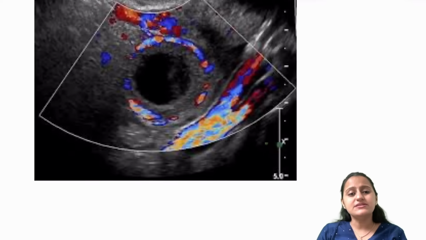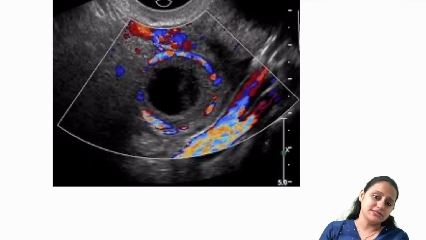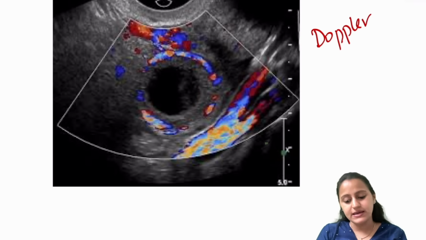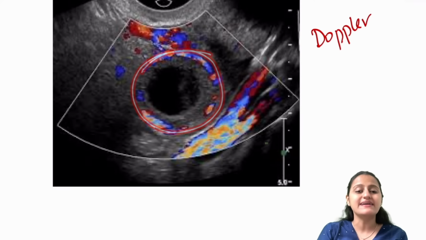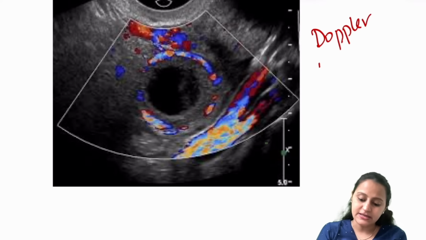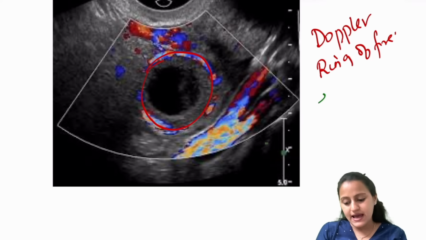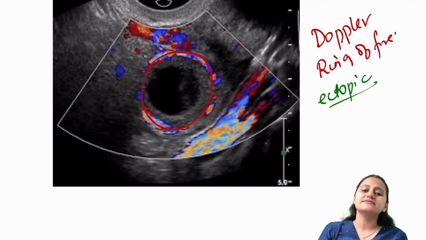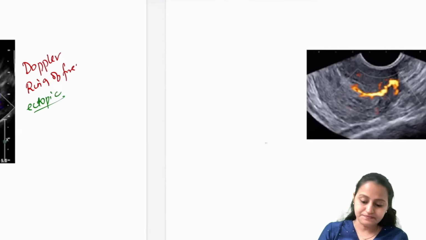What investigation is this? What sign is this? And what is the diagnosis? This is Doppler, right? Surrounding this hypoechoic area, you are seeing the ring vascularity, peripheral vascularity. This is called as ring of fire sign. Okay, this is the ring that you are seeing here, and it is seen in ectopic pregnancy. Okay, Doppler, ring of fire, and this is ectopic pregnancy.